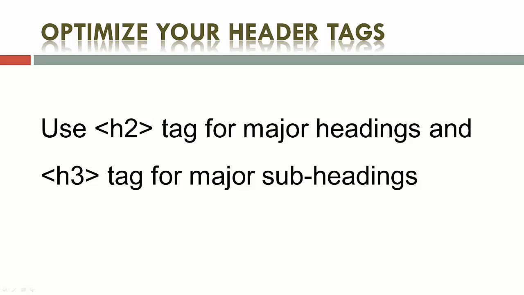Use the H2 tag for major headings and the H3 tag for major subheadings. Each header tag indicates the relative importance of the corresponding text section on the page. The most important for search engine optimization are H1, H2 and H3 header tags. Using the H2 tag for major headings and the H3 tag for major subheadings will not only help to improve your website ranking, but also to better organize and design your site. As a result, visitors will be able to quickly find what they are looking for on your pages.